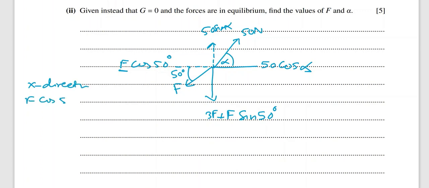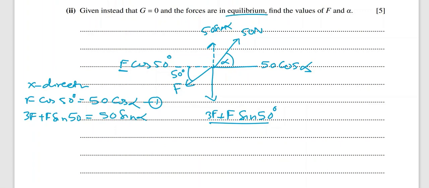In the x direction first, f cos 50 degrees equals 50 cos alpha. This is equation one. The second equation will be 3f plus f sine 50 equals 50 sine alpha, which is upwards; because it is in equilibrium, they have to be equal. We could have divided 2 by 1 so that sine over cos becomes tan, but still alpha would be there, and f would still be there. So we would still be left with two variables, which is not what we want.